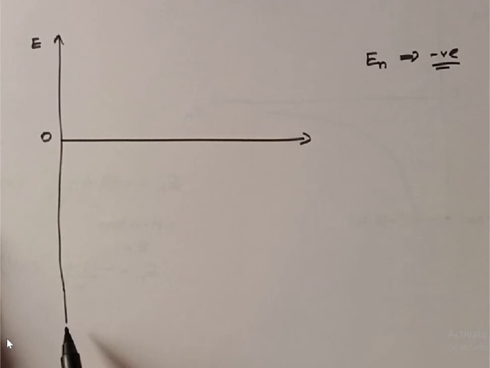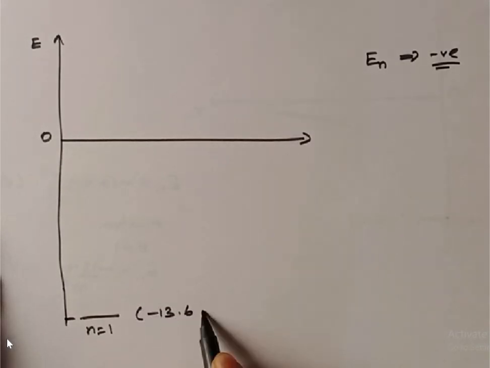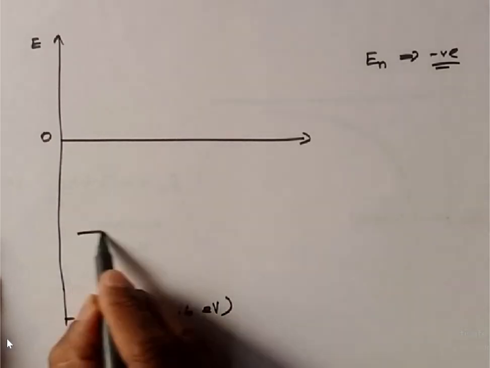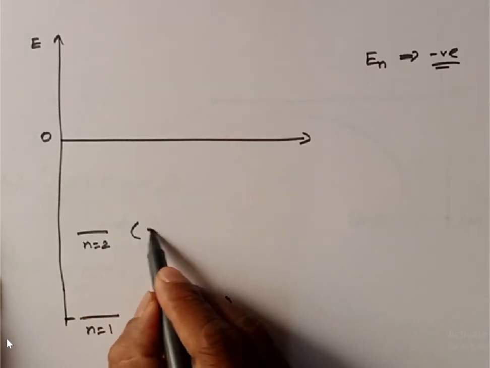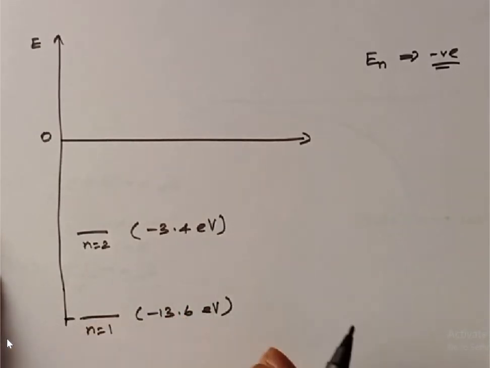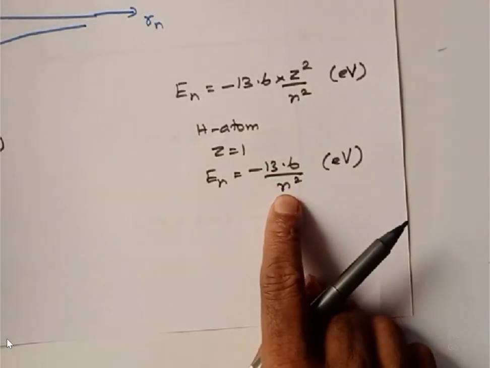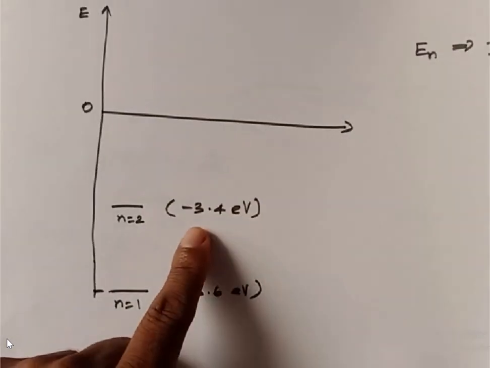When n is equal to 1, you will get the lowest possible value of energy, and the energy is minus 13.6 electron volt. What's the next higher energy? If I put n equal to 2, you will get the energy as minus 3.4 electron volt. It's very simple: 2 squared is 4, so 13.6 by 4, you will get minus 3.4.